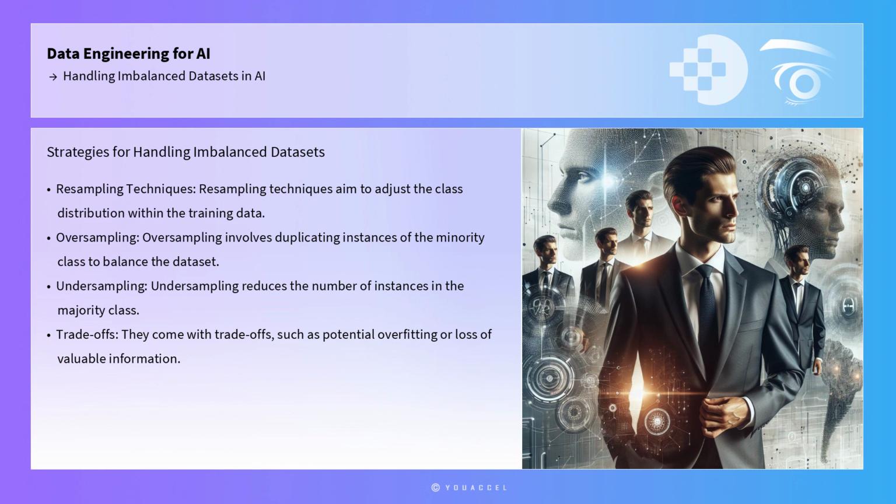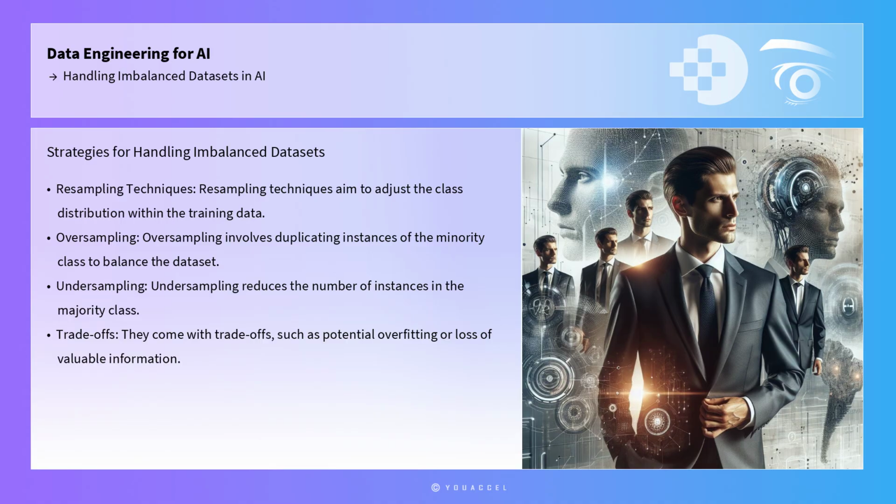A common approach is the synthetic minority oversampling technique, SMOTE, which generates synthetic samples for the minority class by interpolating between existing instances. This method can be implemented using Python's Imbalanced Learn library, which provides a straightforward interface for applying SMOTE.